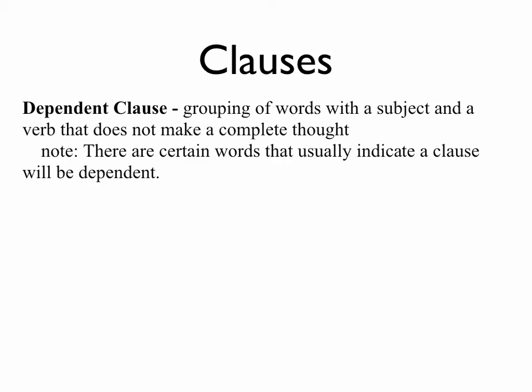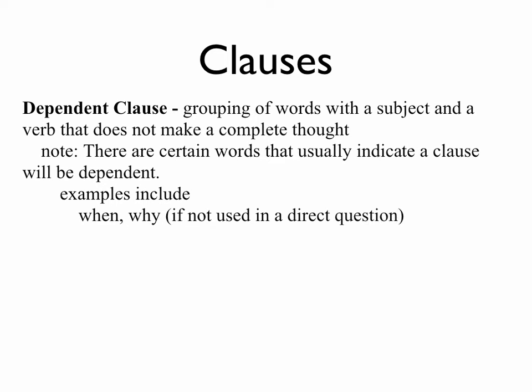And there are usually certain words which indicate that it's going to be a dependent clause. You have words like when and why. We also use the example of because. Okay, you can see that in my note I have when and why if not used in a direct question, because you can ask direct questions with when and why at the beginning, and those are fine. Here's an example of a dependent clause: when she walked in the door.